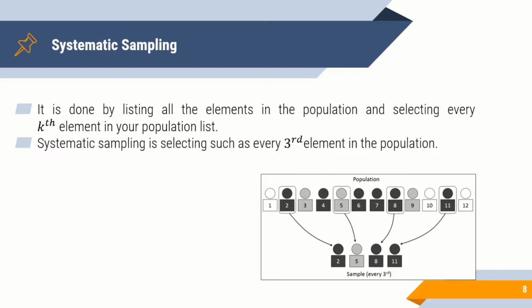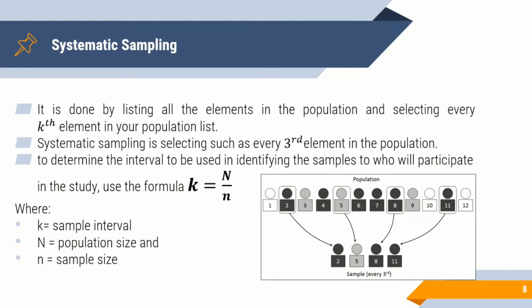So for better understanding, let's have again an example. But before that, let's look at this formula, which is used to determine the interval to be used in identifying the samples who will participate in the study. So K is the sample interval, the capital letter N is the population size, and the small letter n is the sample size. So here is an example.